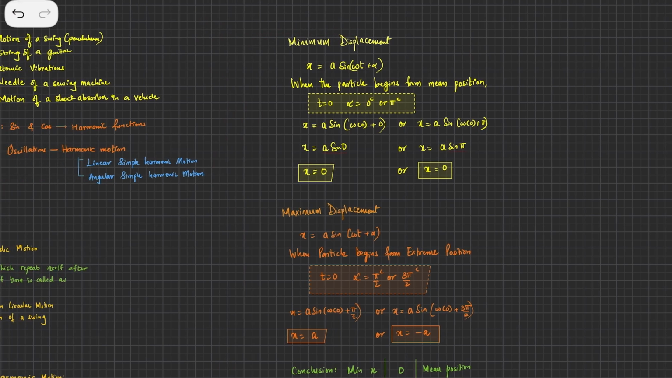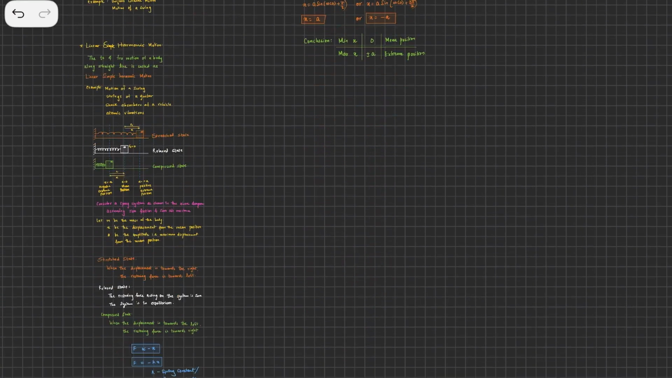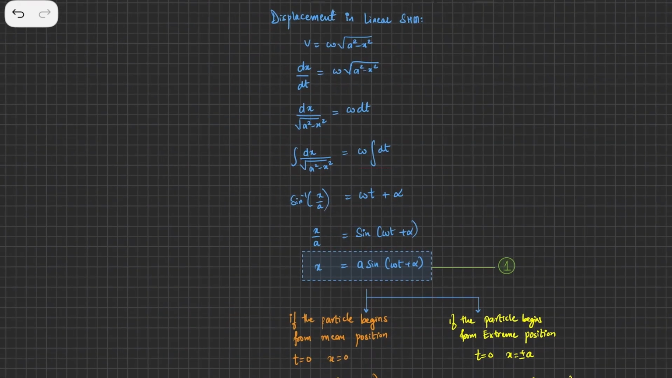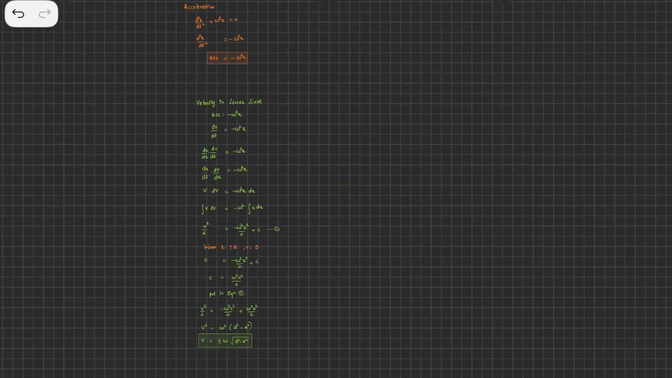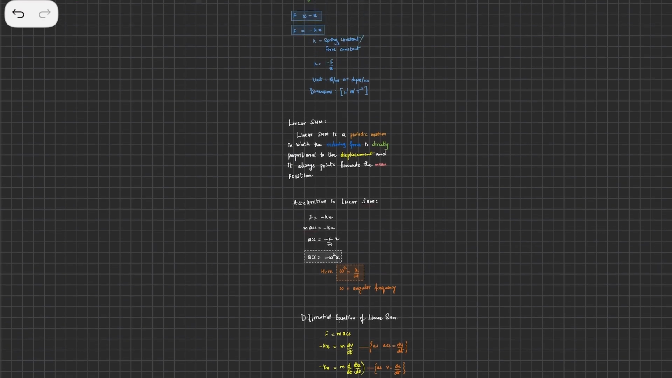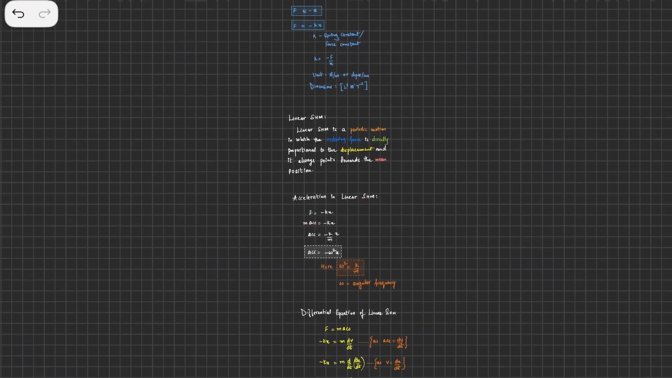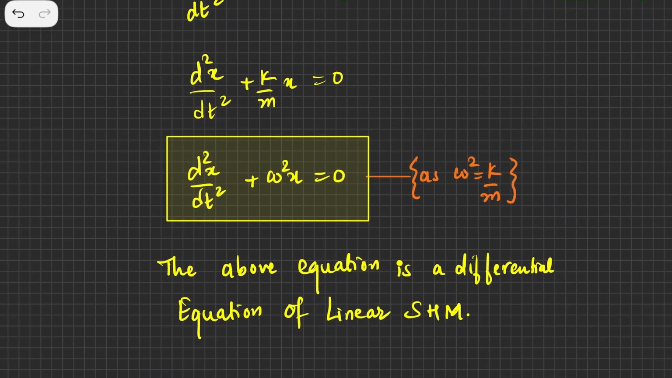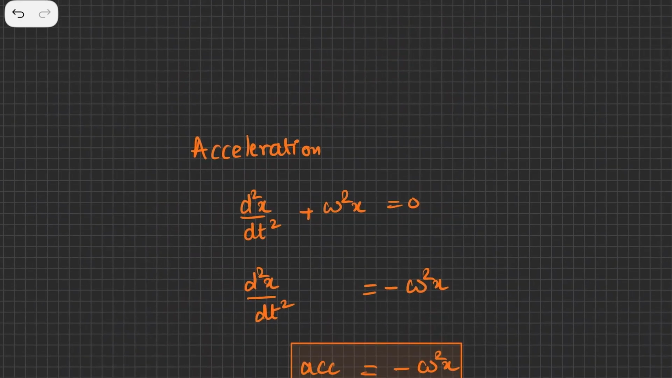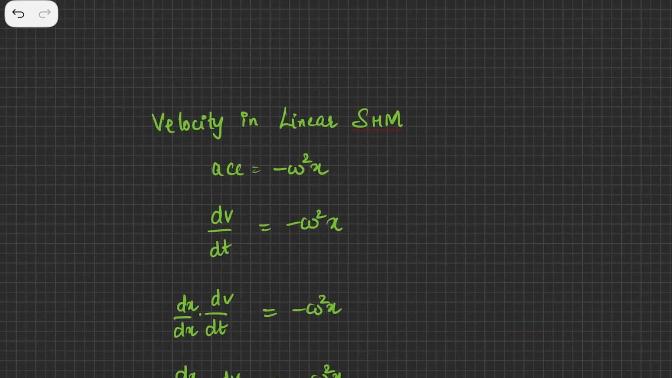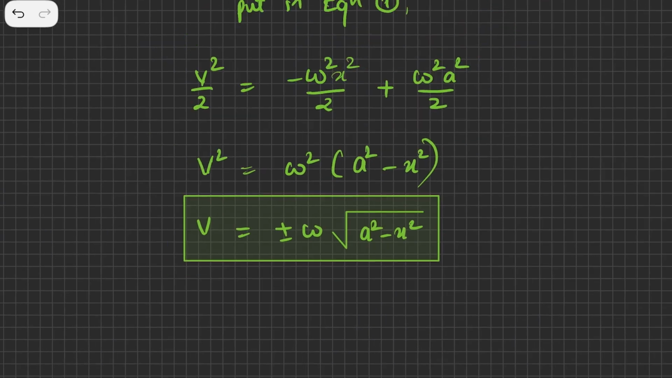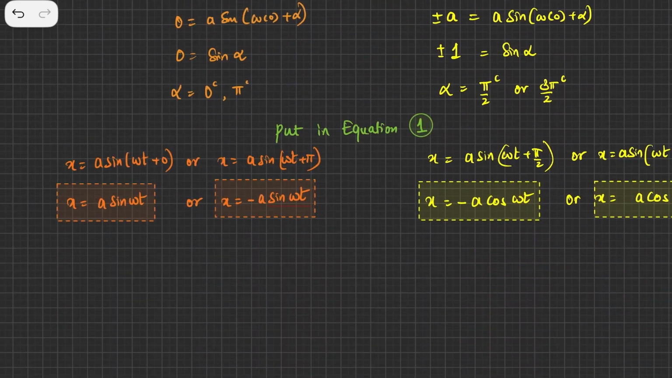We have been doing oscillations for some time and we have reached a point where we derived the differential equation, as you can see on the screen. Then we derived acceleration, then velocity, and then displacement.